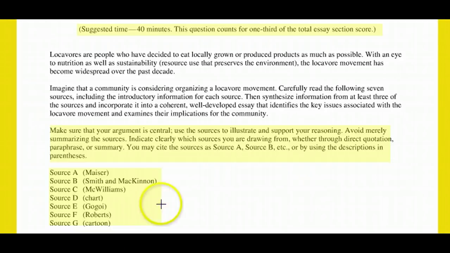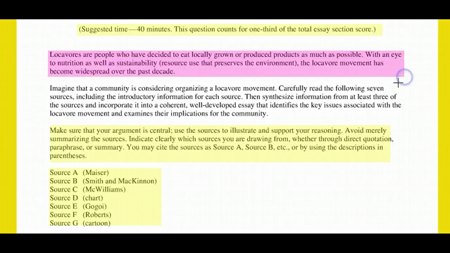Let's take a look and see what part of this were just hints and extra information. Well, this is extra information. It tells you some definition as to some words you need to know and just some information to help you think in the right direction. Here's another hint with this sentence. And actually the following more instructions. Carefully read the following 7 sources, including the introductory information for each source. Then more instructions, synthesize information from at least 3 of the sources and incorporate it into a coherent, well-developed essay.